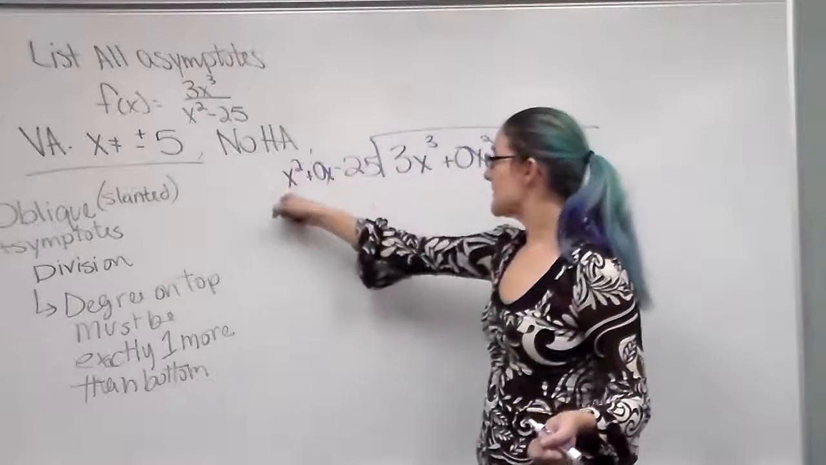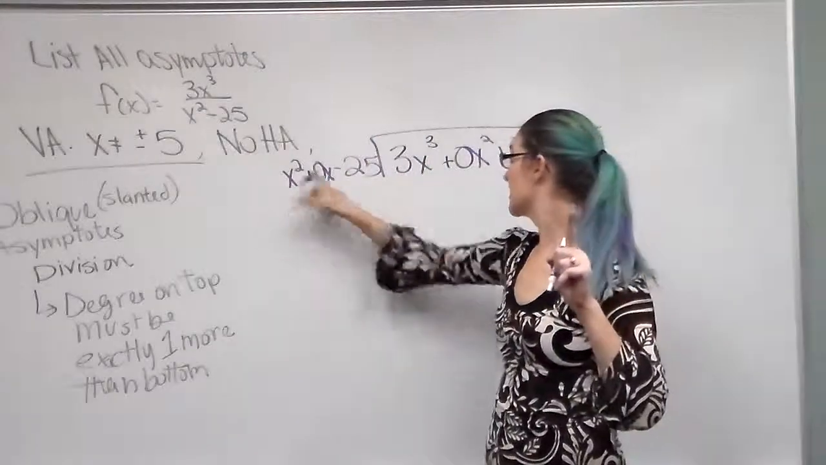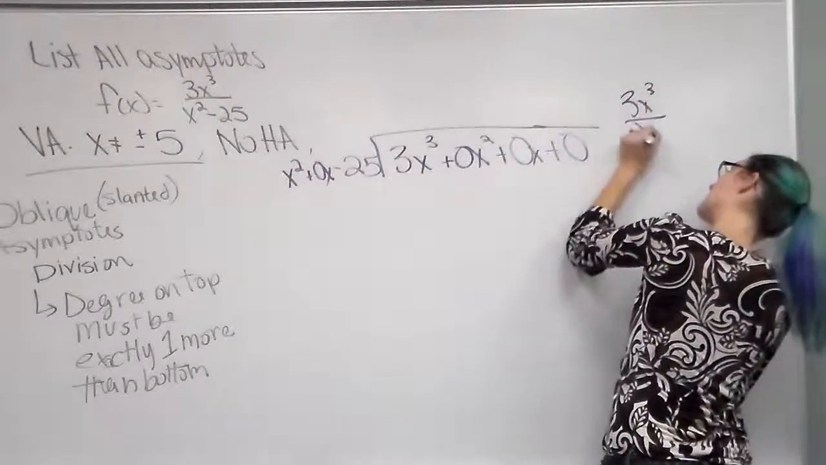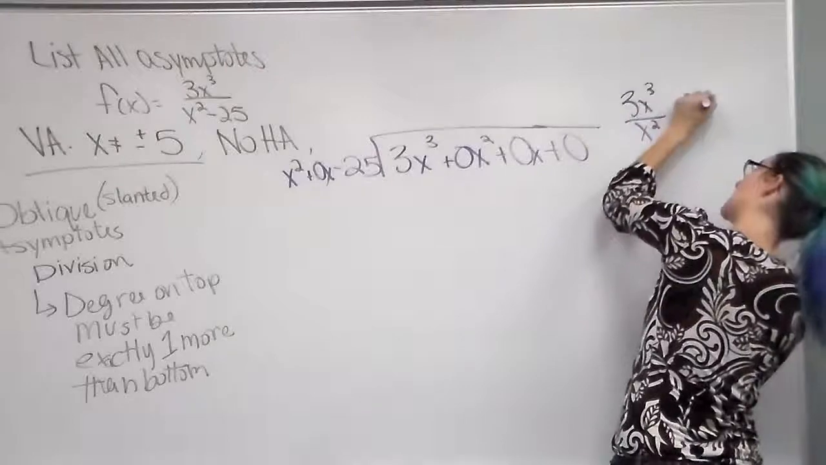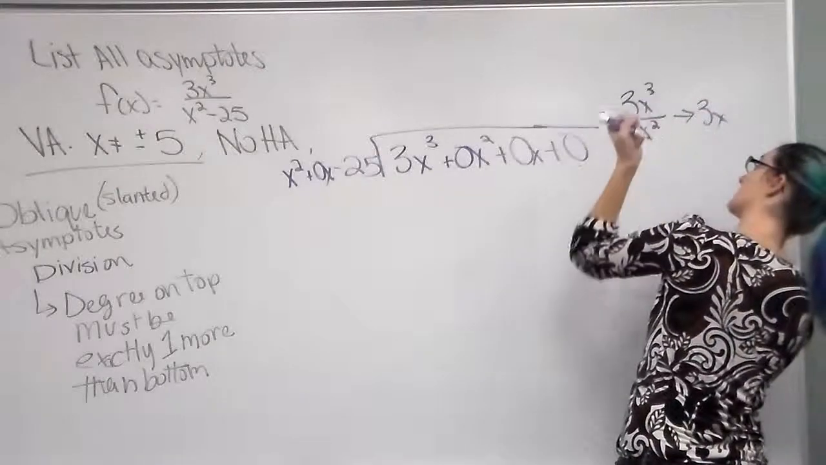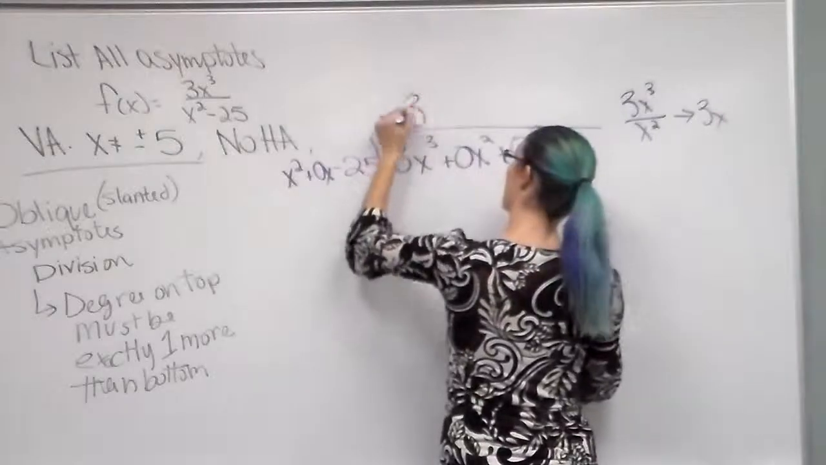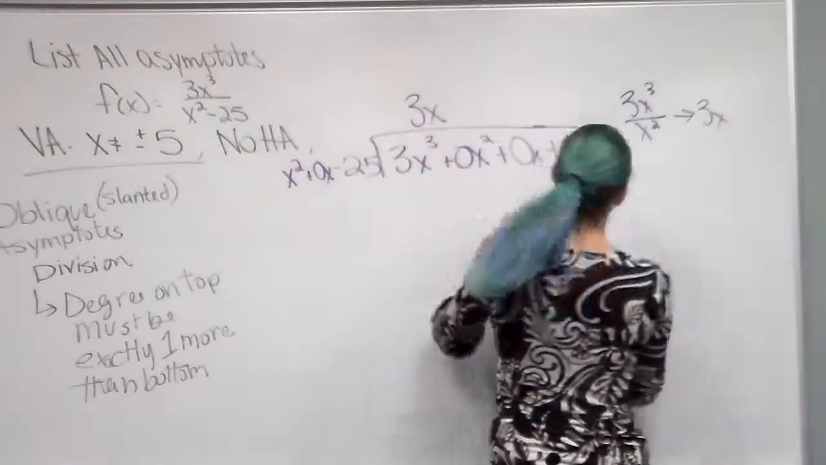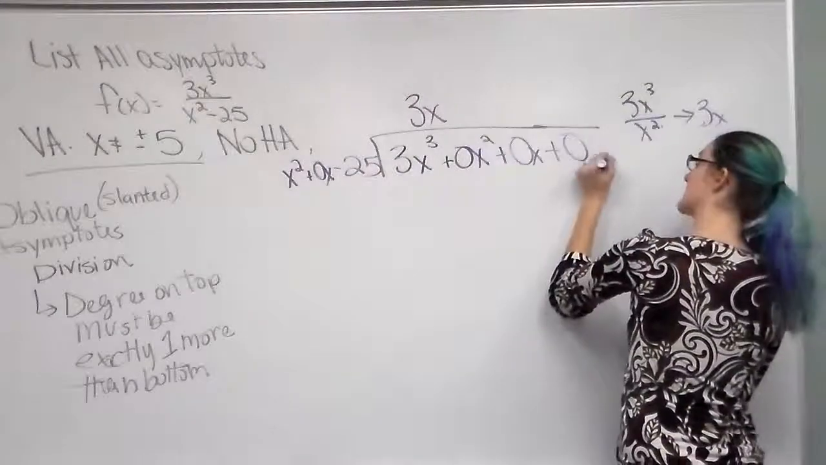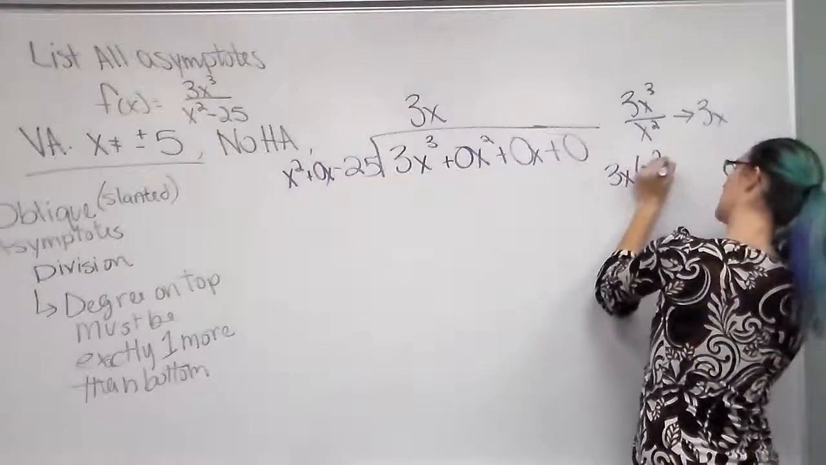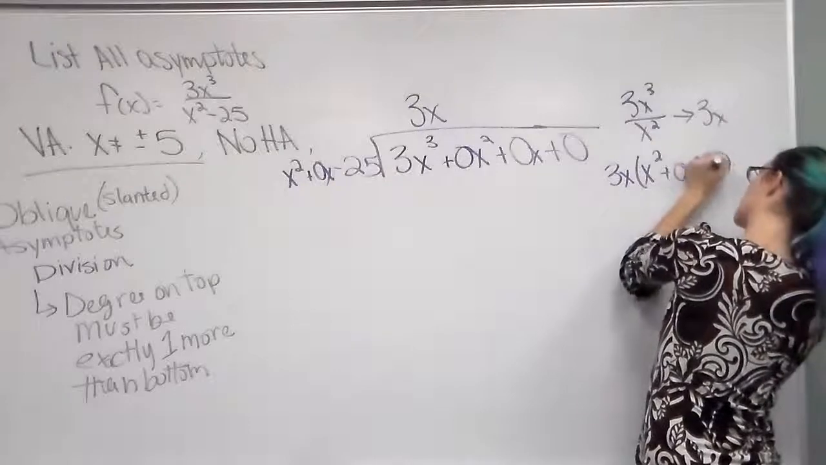3x cubed divided by x squared. Your first step's divide. 3x cubed divided by x squared. That's going to be 3x. Just 3x, right? 3 on top, 2 on bottom, only 1 left. 3x. Then we're going to multiply, take the top times the outside, x squared plus 0x minus 25.